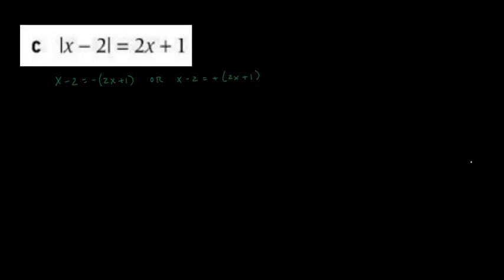And what I mean by that is you could also say that it's negative x minus 2, and then just keep the right hand side as is, or positive x minus 2, 2x plus 1. So keeping the right hand side or the left hand side is up to you. It doesn't matter. You're going to get the same answer. So x minus 2 equals negative 2x minus 2. And then we have an x equals 0.